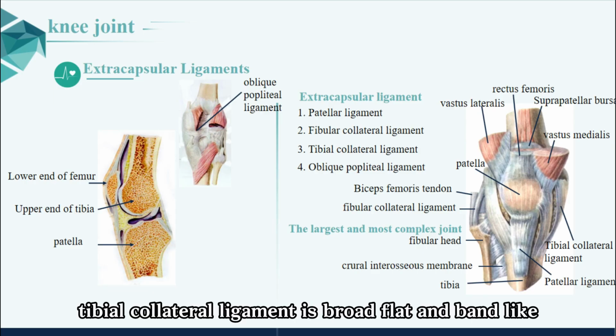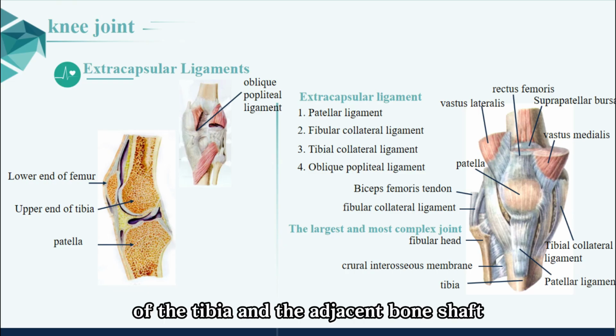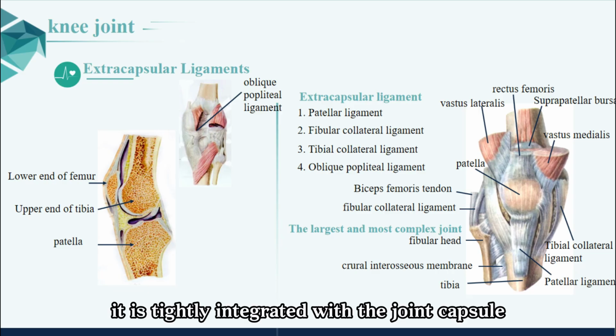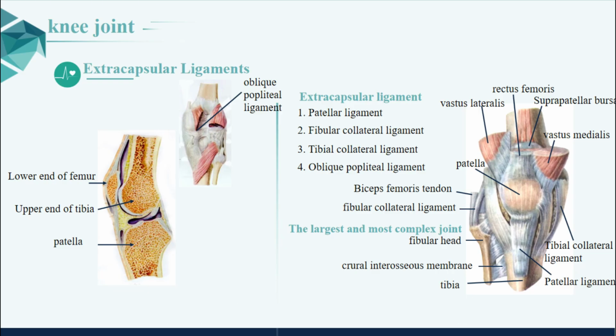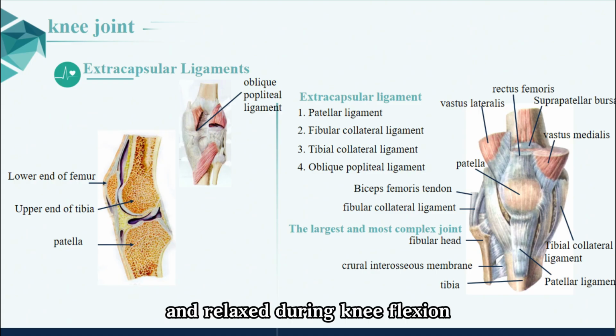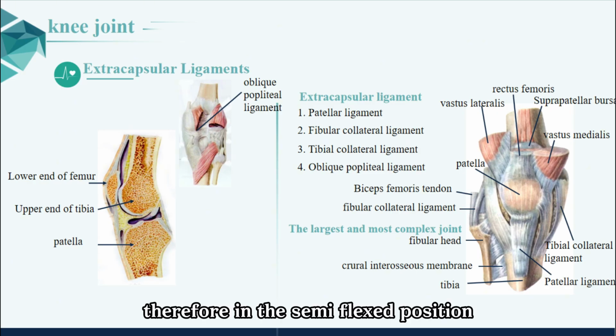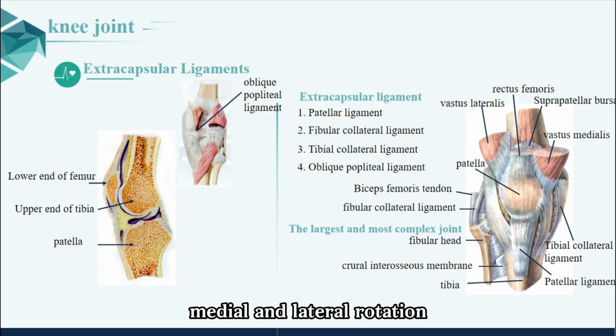3. The tibial collateral ligament is broad, flat, and band-like. It is located on the posteromedial aspect of the knee joint. It arises from the medial epicondyle of the femur and attaches inferiorly to the medial condyle of the tibia and the adjacent bone shaft. It is tightly integrated with the joint capsule and the medial meniscus. The tibial and fibular collateral ligaments are taut during knee extension and relaxed during knee flexion. They are most relaxed when the knee is semiflexed. Therefore, in the semiflexed position, the knee joint allows slight medial and lateral rotation.